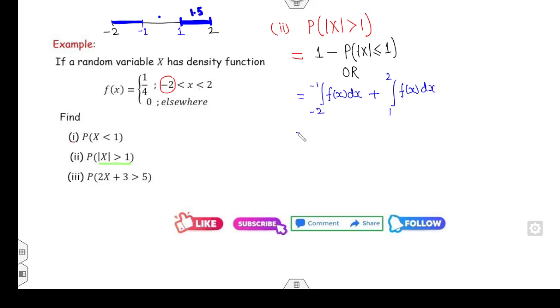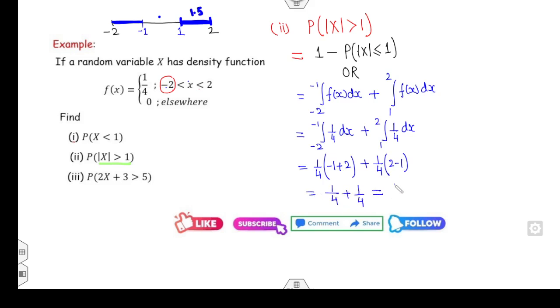मैं दोनों से करके दिखा देता हूं. So let's say for this case, whenever x lies between minus 2 to minus 1, the function is 1 by 4. And whenever x lies between 1 to 2, the function is again 1 over 4. Now can you integrate them? 1 over 4 from minus 2 to minus 1, plus 1 over 4 from 1 to 2. So the answer is 1 over 4 plus 1 over 4, which is equal to half. Fine.